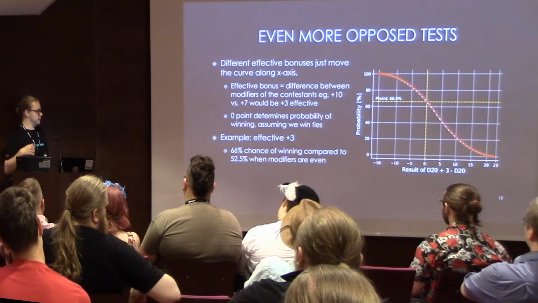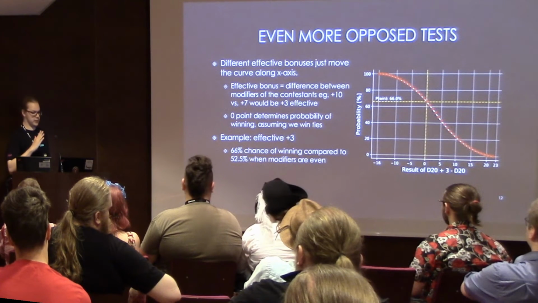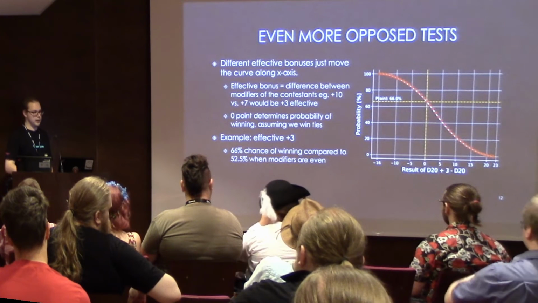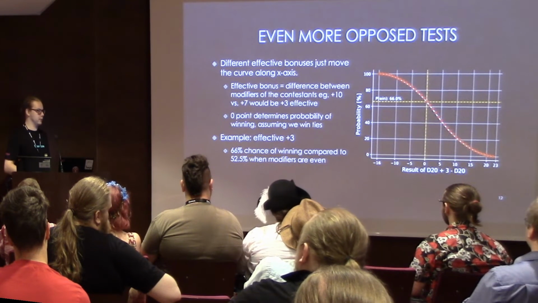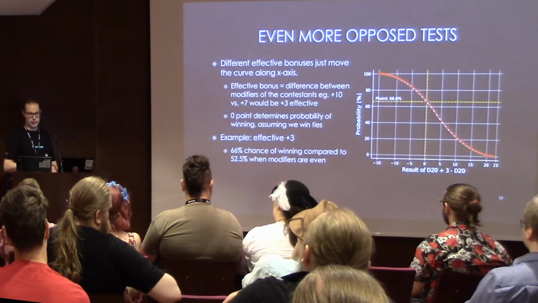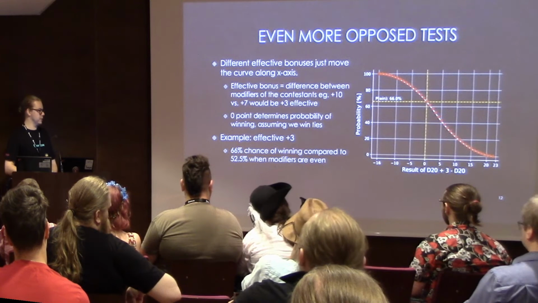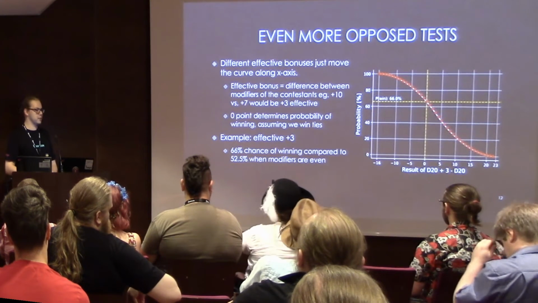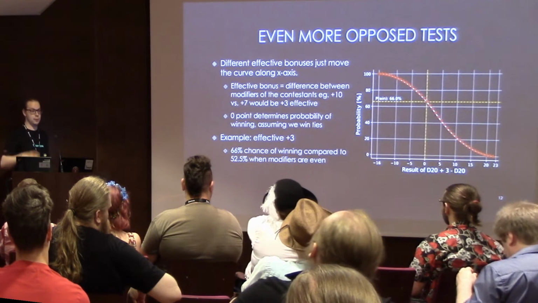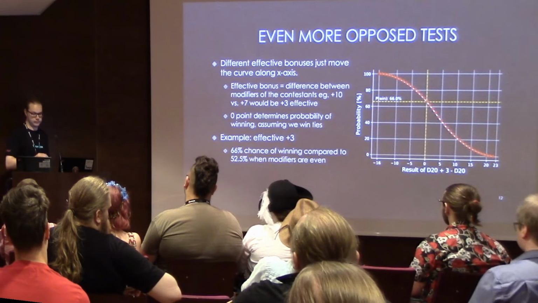And again, since the probabilities stay the same, we can just simply shift the distribution 3 to the right, and then we can again read out our probability of winning from the 0 point, assuming we win ties. We can read out that with a +3 modifier, we win about 66% of the time, and this is different from about 52.5% of the time for just an even situation.